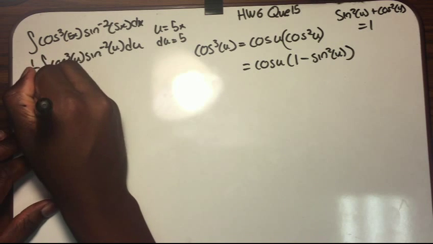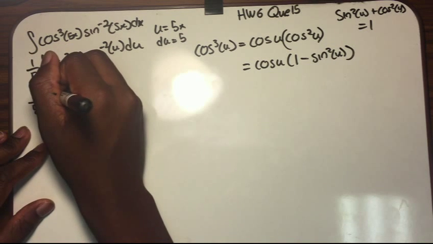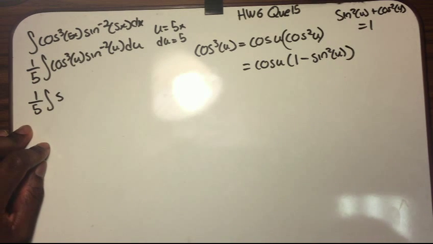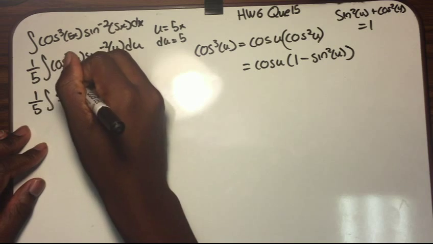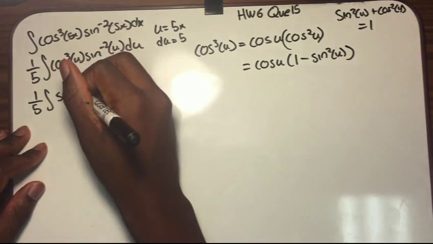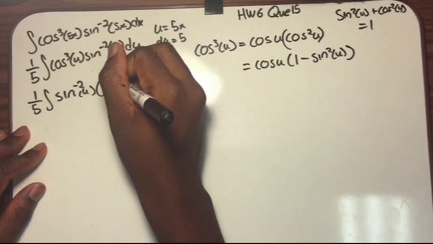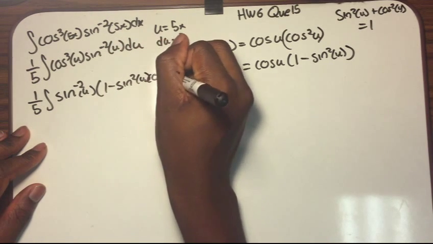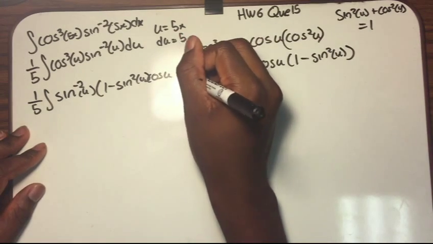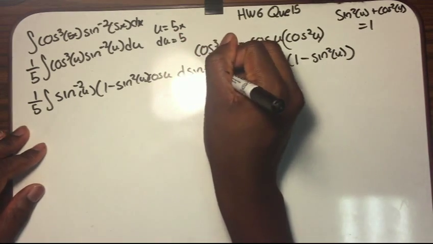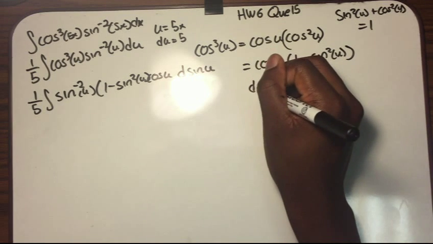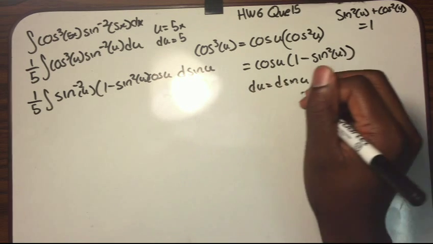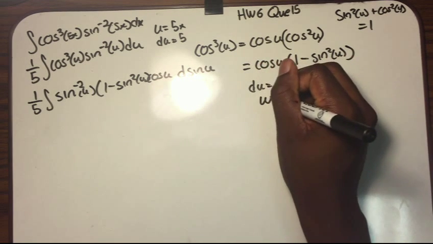So now we're going to replace the cosine cubed of u with this identity. So we got 1/5 the integral of sine to the negative 2 of u, times 1 minus sine squared of u, times cosine of u. But instead of using du, it would be d sine of u. So du cosine of u now equals d sine of u.